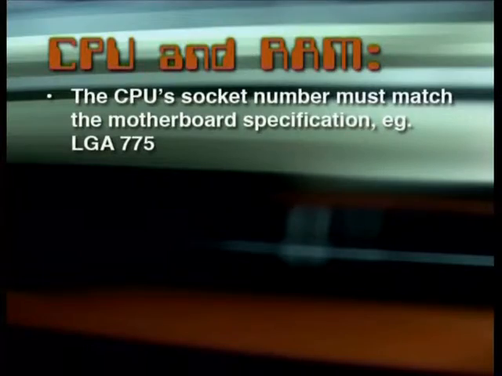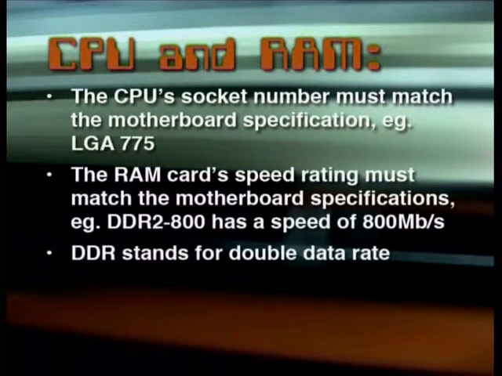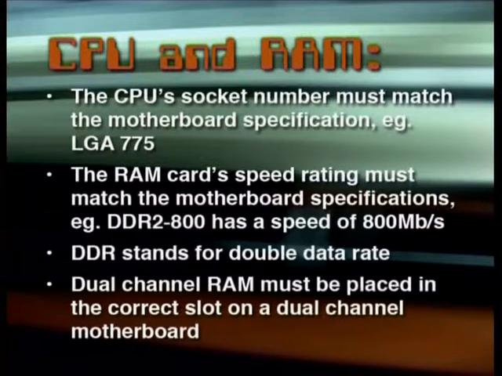Okay guys, now that they've gone, here's what we looked at today. Whether we're building or upgrading a computer, we must know what type of CPU and RAM the motherboard supports. The CPU socket number must match the motherboard specification. The RAM card speed rating must match the motherboard specifications. DDR stands for double data rate, and dual channel RAM must be placed in the correct slot on a dual channel motherboard. This RAM allows double the amount of data to be sent at one time.